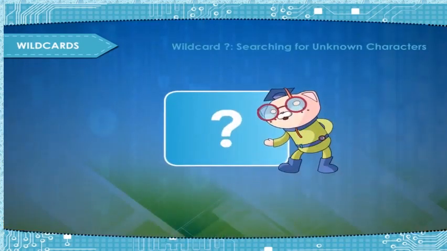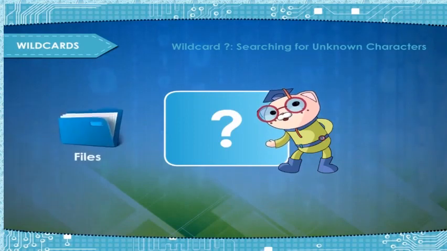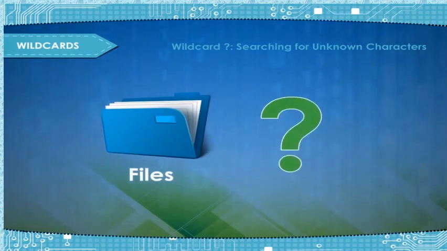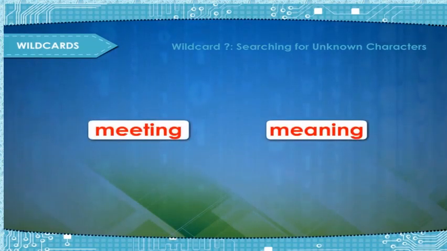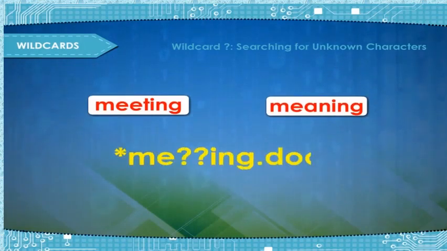Wildcard, question mark, searching for unknown characters. Simply, the wildcard question mark lets you replace it for any character in a search. This means that if you are looking for a file and you are not sure how it is spelled, you can simply substitute a question mark for the characters you don't know. For example, if you are confused whether it is meeting or meaning, you can try a wildcard search for asterisk me question mark ing dot docx.